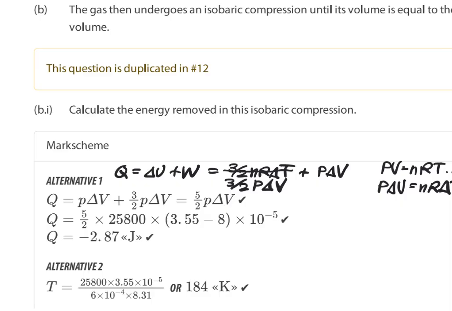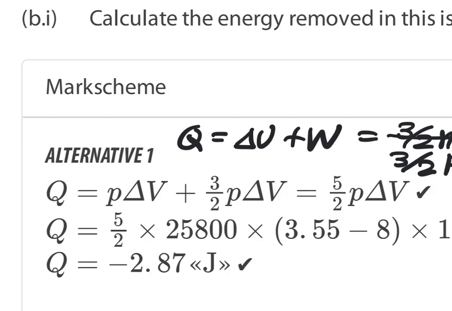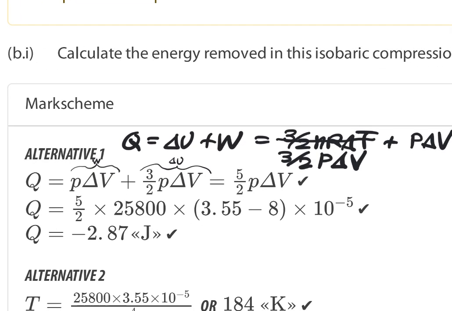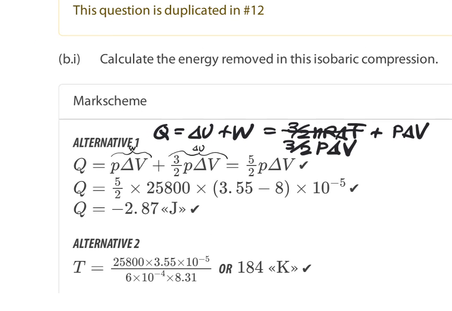So the P delta V, that right there, that's work. And the 3 halves P delta V, that's delta U. So P delta V plus 3 halves P delta V gives us 5 halves P delta V. And so the Q there is just going to be 5 halves times the pressure times the change in the volume. That keeps things simple.